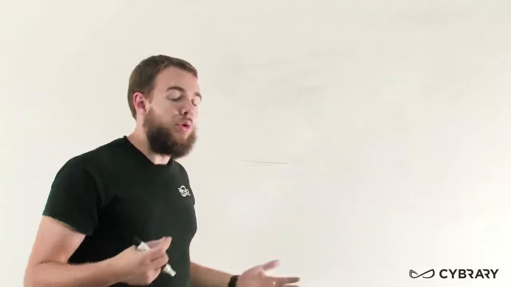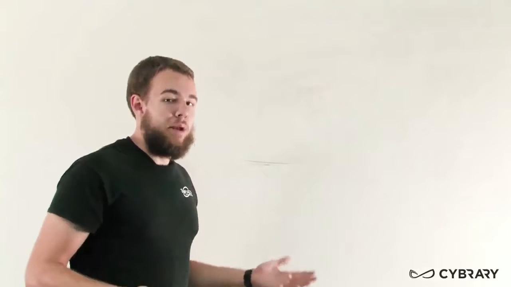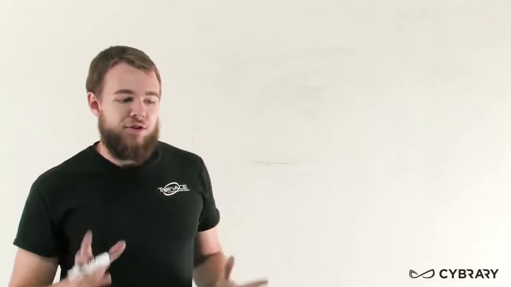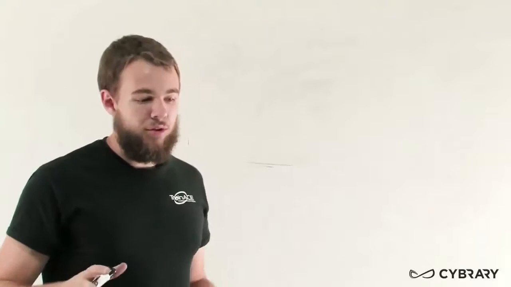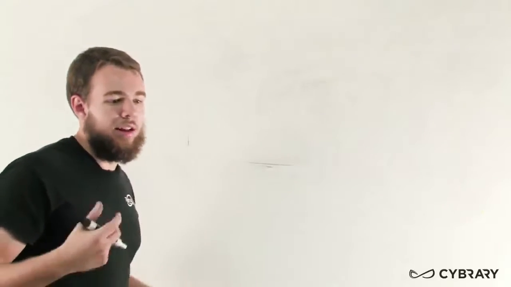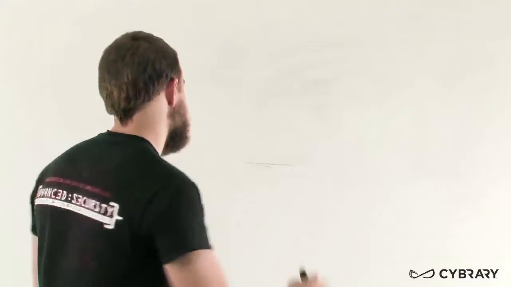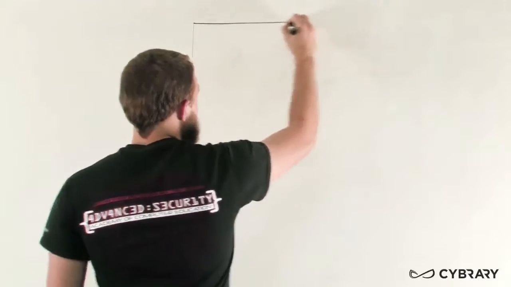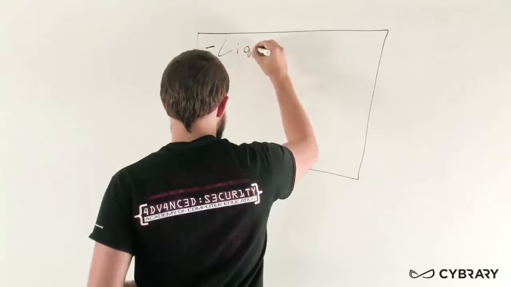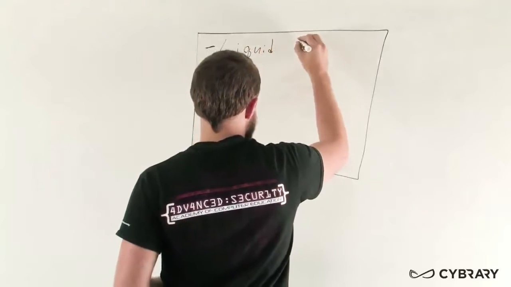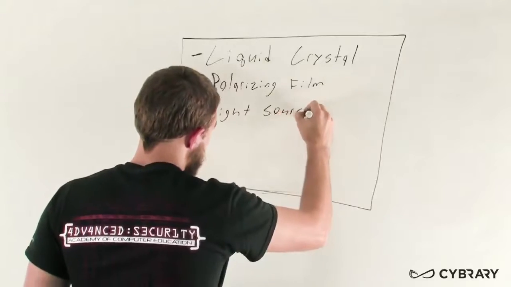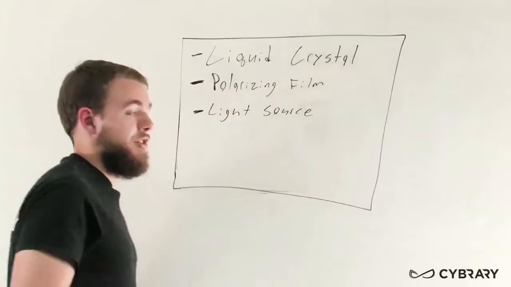LCD displays don't use the electron beams like CRT monitors do. LCD screens actually use an active matrix to control liquid crystals. They align these liquid crystals using an electrical field on the monitor space. So we don't have the big bulky monitor anymore. We just have the single monitor's face. We have a couple different components to these LCD monitors. We have our liquid crystal layers. We have our polarizing film. We also have our light source, and then of course the electrical field.